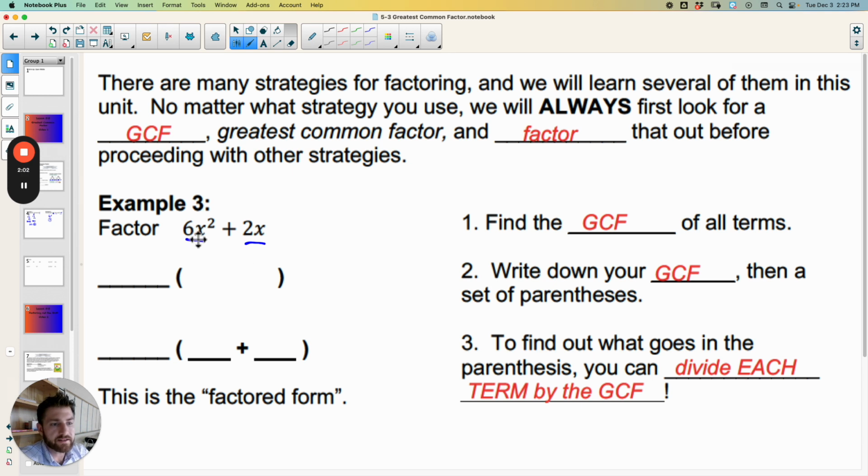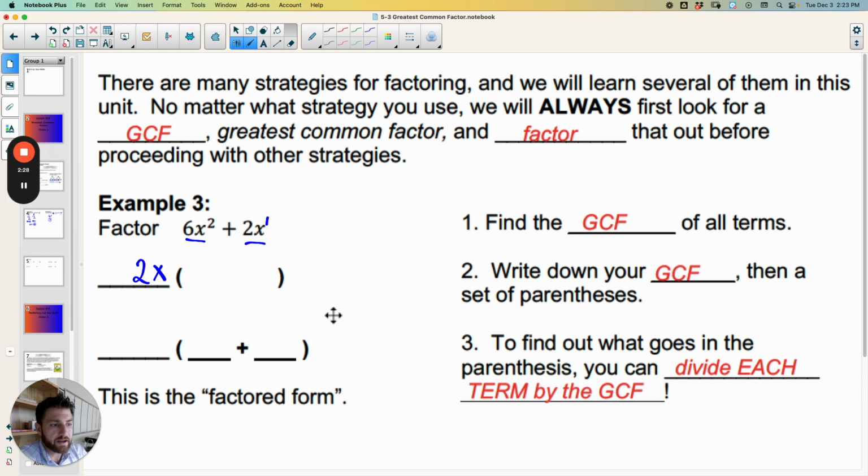So look at 6 and 2. The GCF of 6 and 2 is going to be 2. And the GCF of x squared and x to the first, remember we're always looking at the lower exponent value, is going to be x. So this is 2x here. That's our GCF. Now, it says write down your GCF, and we wrote it down on the outside, and then a set of parentheses right here.